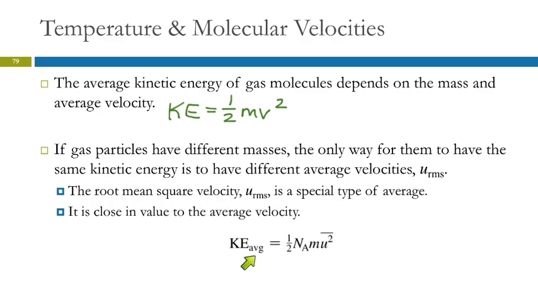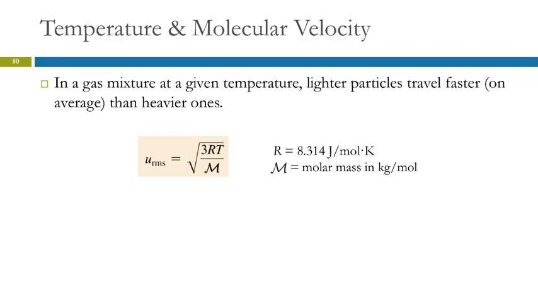So we can say the kinetic energy is 1/2 times the number of molecules, times the mass of them, times the root mean square velocity squared. That sounds funny, doesn't it? The root mean square velocity squared. So in a gas mixture at a particular temperature, the lighter particles travel faster than the heavier ones. So we can derive this equation.